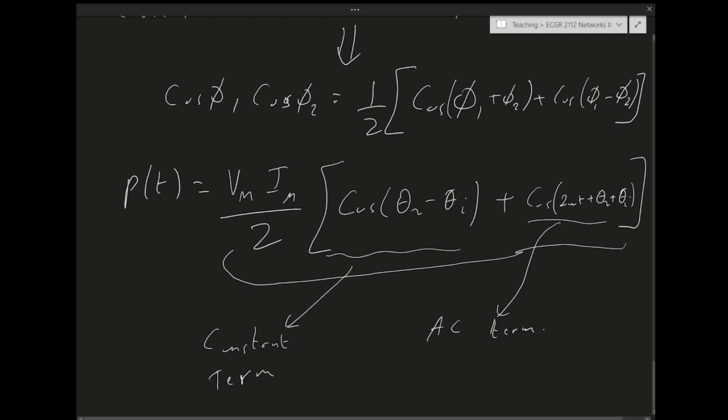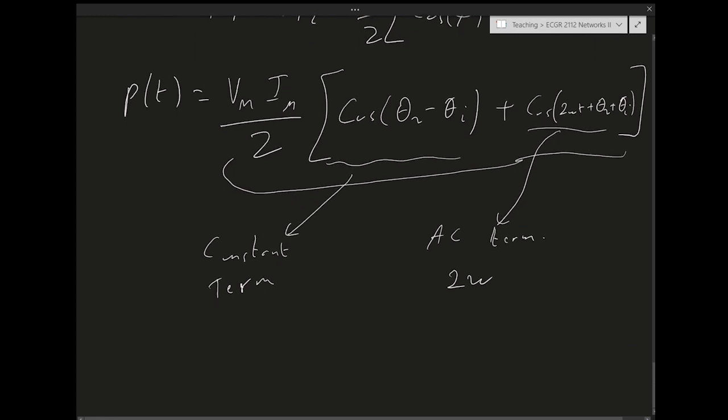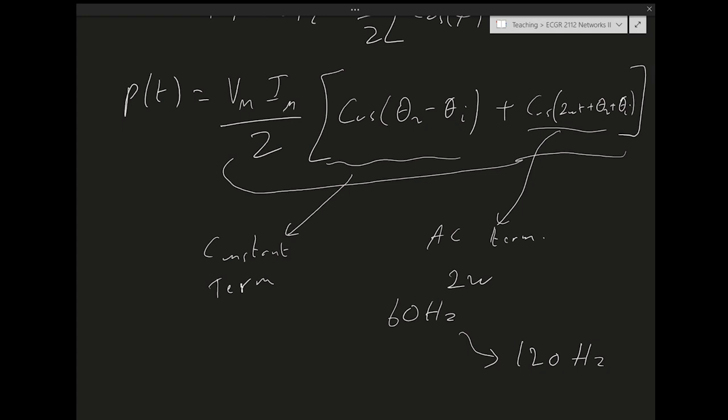The interesting thing about it is that this AC term has a frequency of 2 omega. It has double the frequency of the voltage and the current. Meaning the voltage and current, let's say, have 60 hertz, which is your typical wall frequency. The AC term of the power is going to have a frequency of 120 hertz. The frequency of the power is double that of the line frequency. This is a very interesting phenomenon that has ramifications in AC power transmission and delivery.